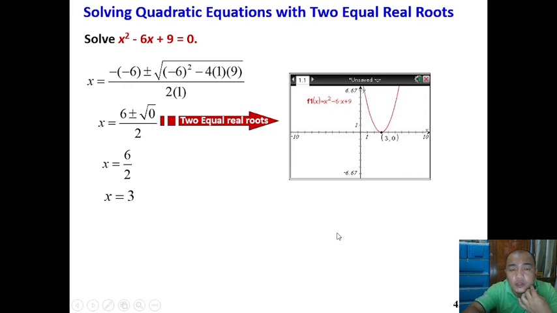Right? Two equal roots when it is 0. When the radicand is 0, two equal roots. When negative, no real roots. When positive, there are two real roots. I mean, when 0, two equal roots. When negative, imaginary, no real roots. When positive, 2 real roots, not necessarily equal.